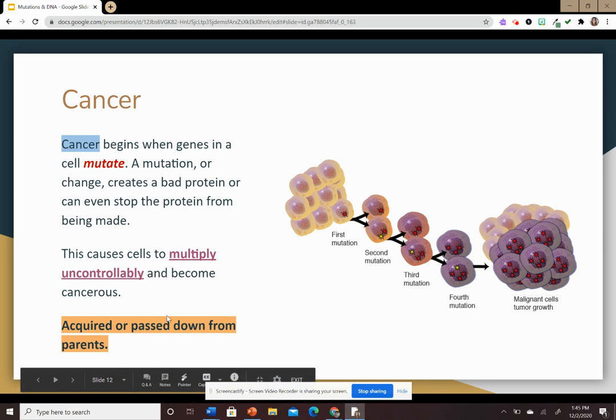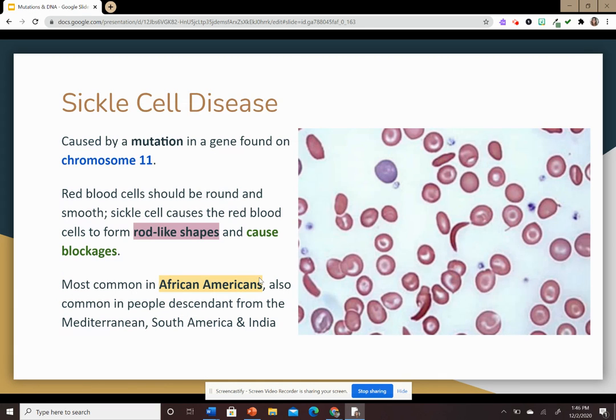Of course, there's always another way. You could have some mutated genes from your parents. This happens between like 5 to 20% of the time in cancers.